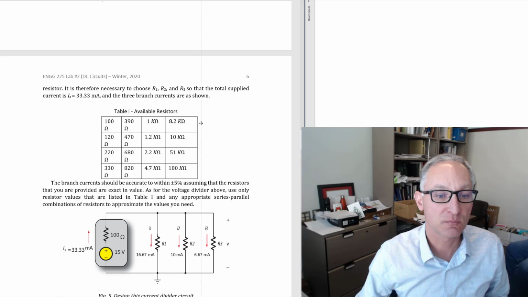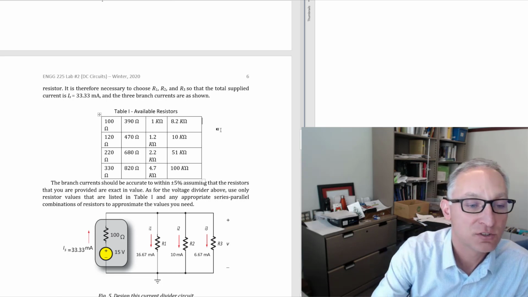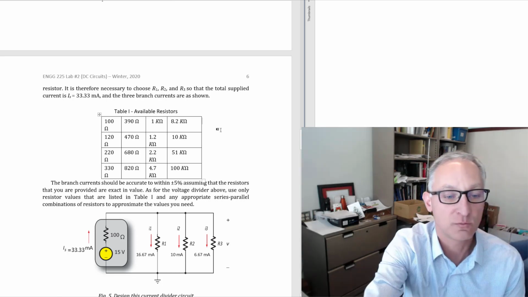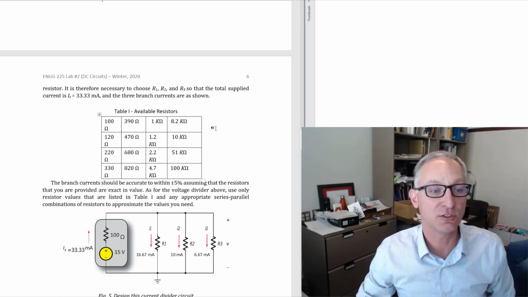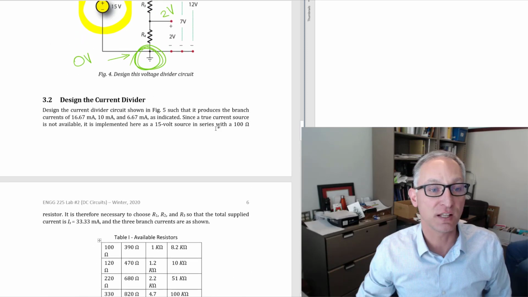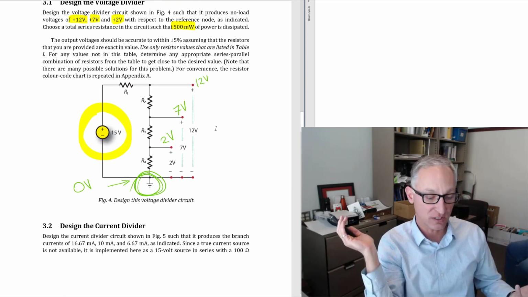My table got a little messed up, so sorry for spilling it over on you like this. Let's make it look a little nicer. Anyway, you get the idea. So you have from 100 ohms to 100 kiloohms. Those are the values that you have available in your lab handout. That's what we have in the lab. So from those resistors, you're going to construct the resistors that you need.